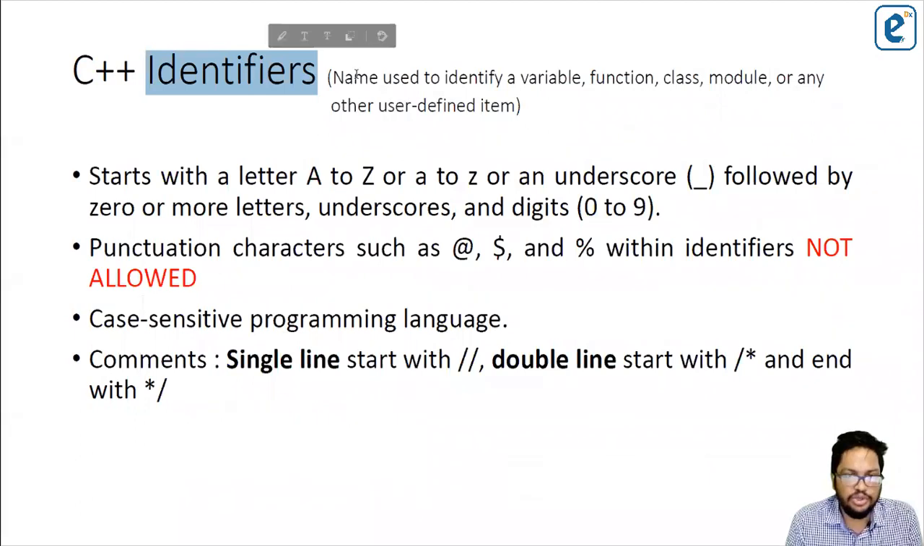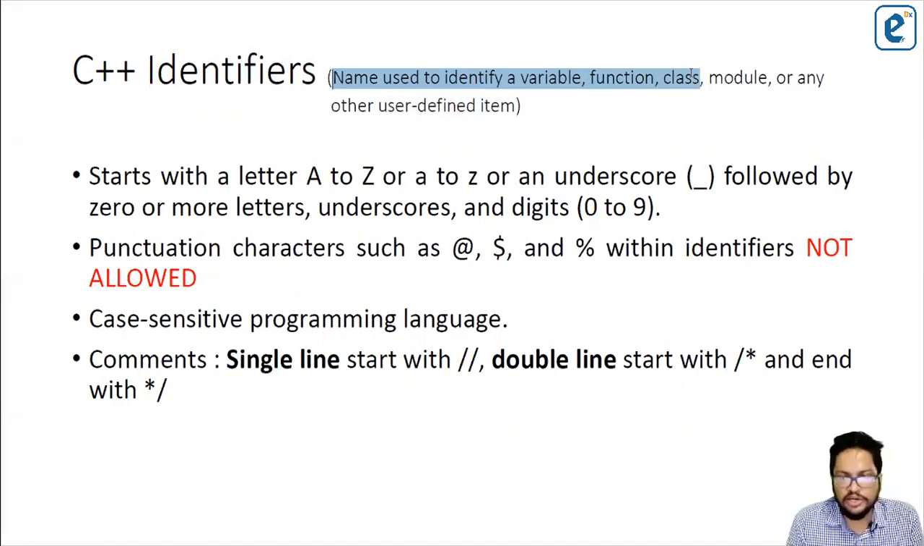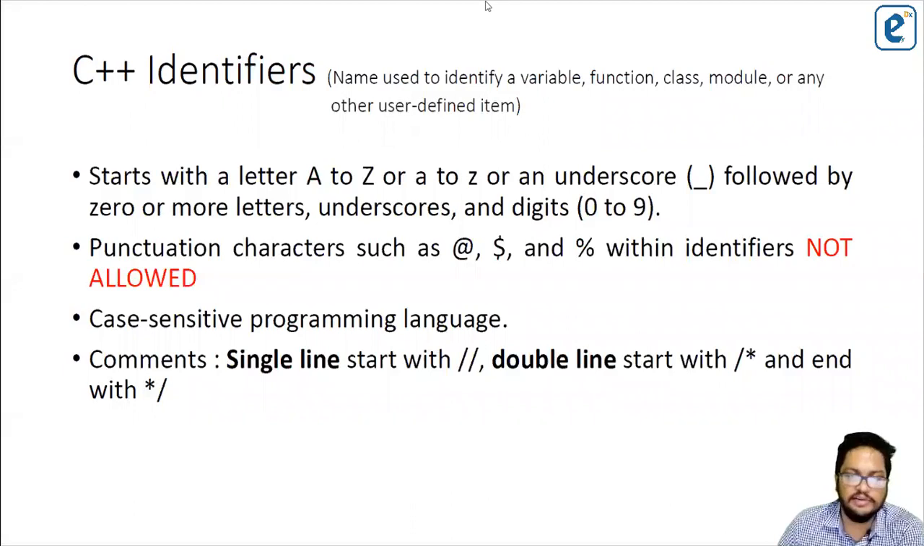An identifier is a user-defined item or user-defined name used to identify a variable, function, class, module, or any other user-defined item. We haven't covered what a function is, so you don't know about functions, classes, or modules. We will eventually cover these topics, but today we will talk about variables. Then you will understand the term variable.